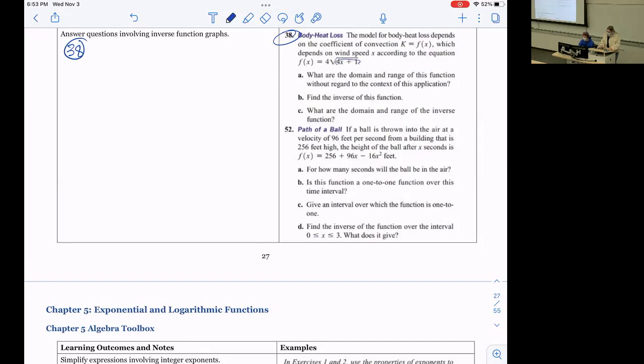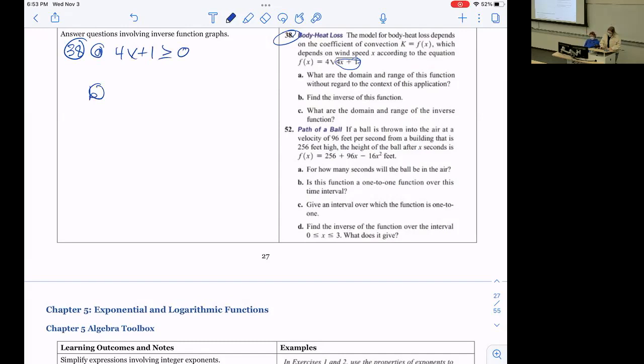We're going to look at under the square root. We know that 4x plus 1 cannot be a negative number, which means that 4x plus 1 has to be greater than or equal to 0. And we can solve the domain solving that equation. And then for b, find the inverse of this function. So I'll write this out. So 4x plus 1 is greater than or equal to 0. For b, find the inverse of this function.